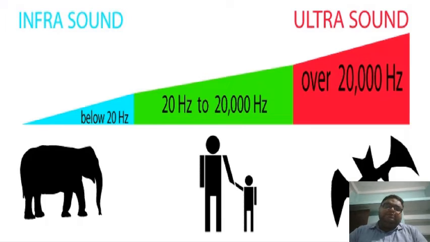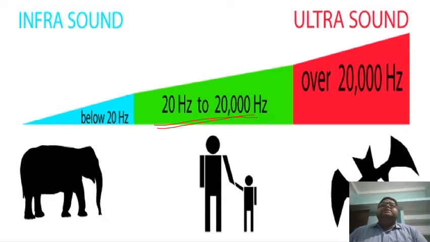Now just see this picture. What can you see? From this picture, we can see that elephants can hear the sound that is below 20 hertz. Okay, students? We humans, our hearing range is 20 hertz to 20 kilohertz, or we can say 20,000 hertz.